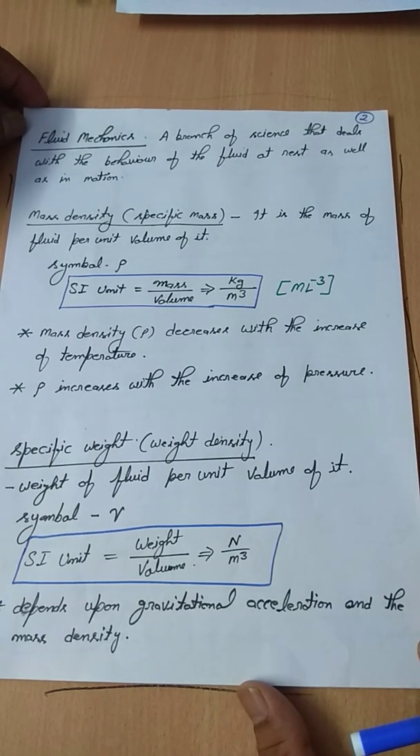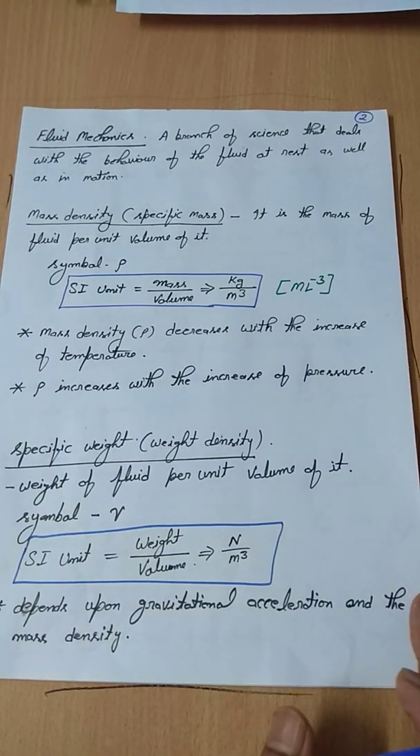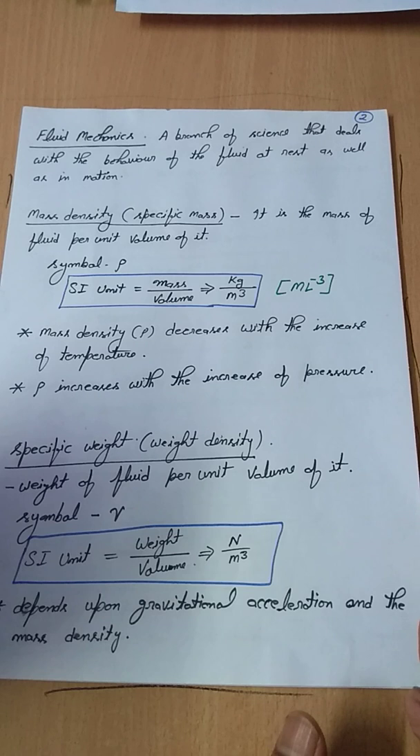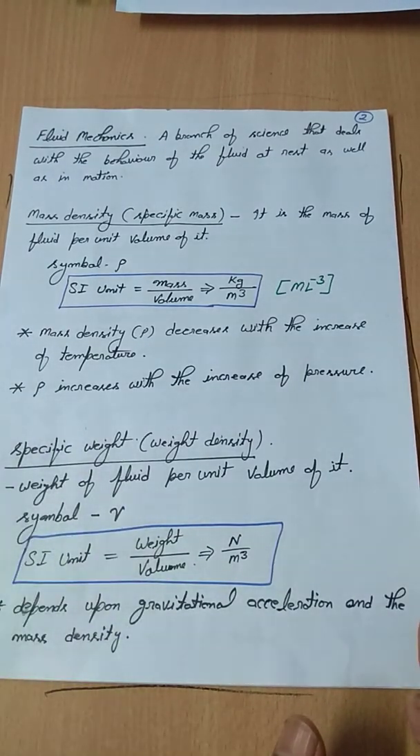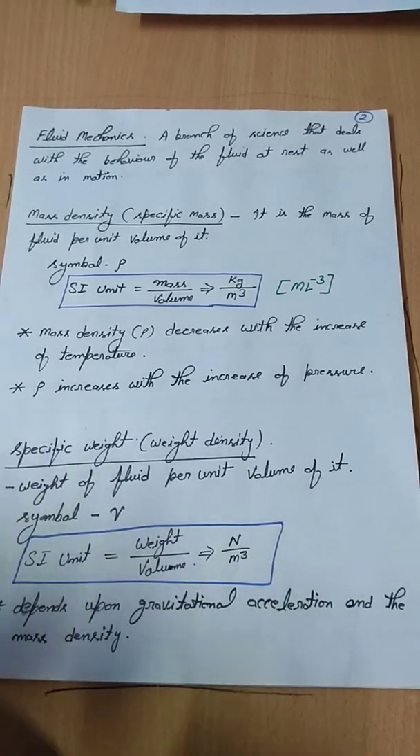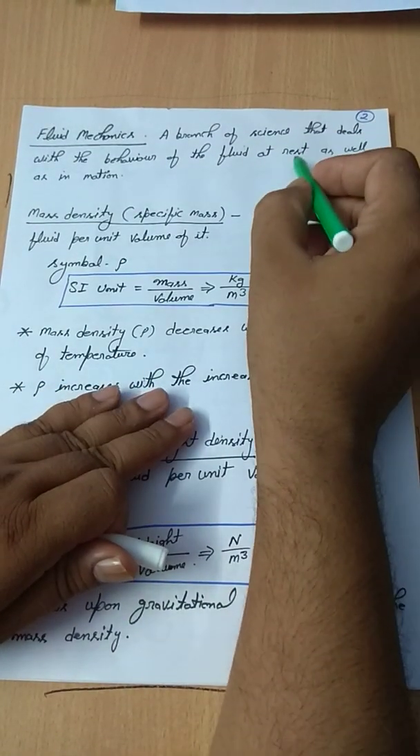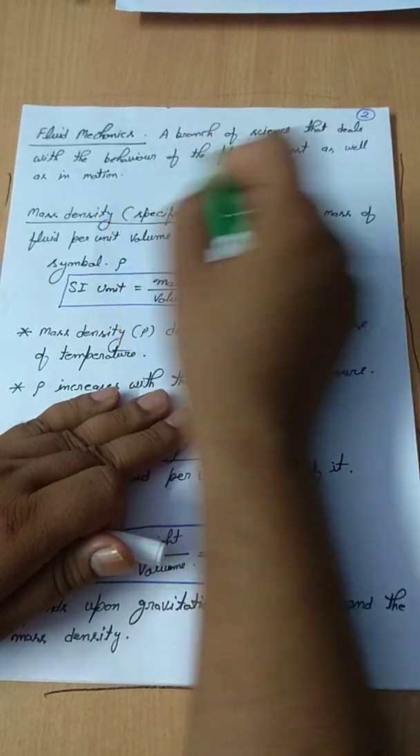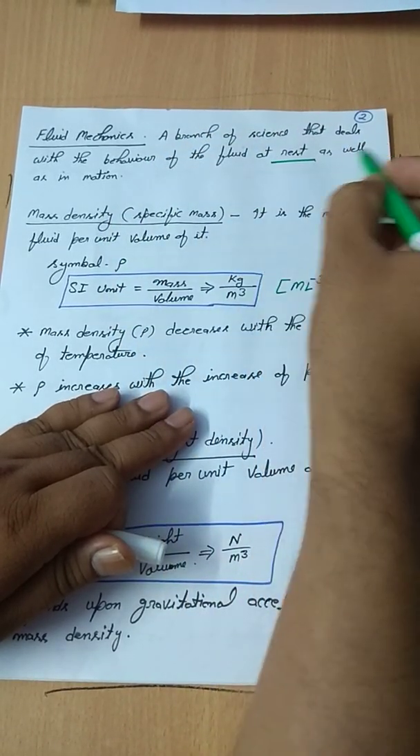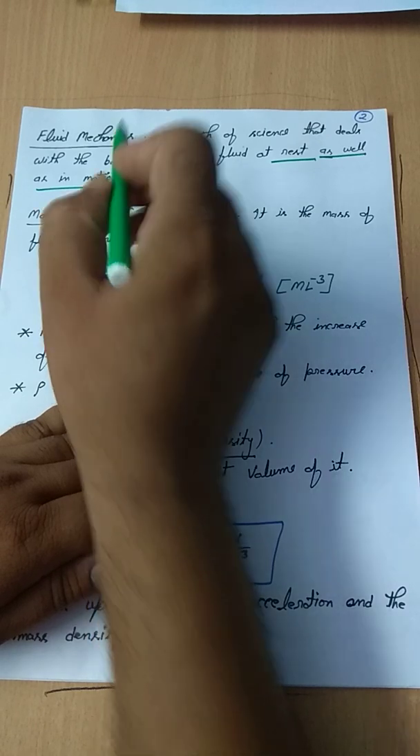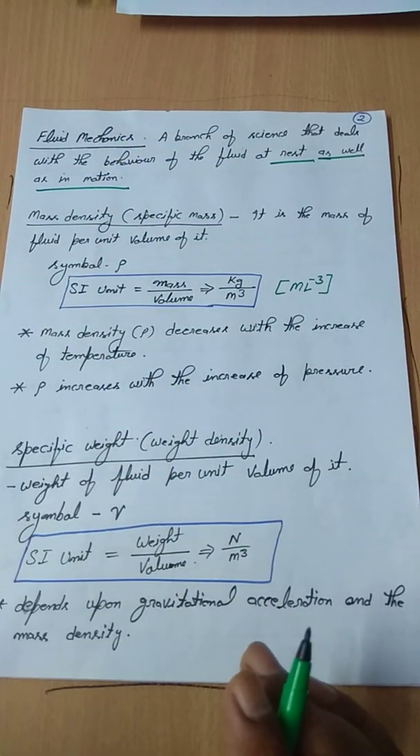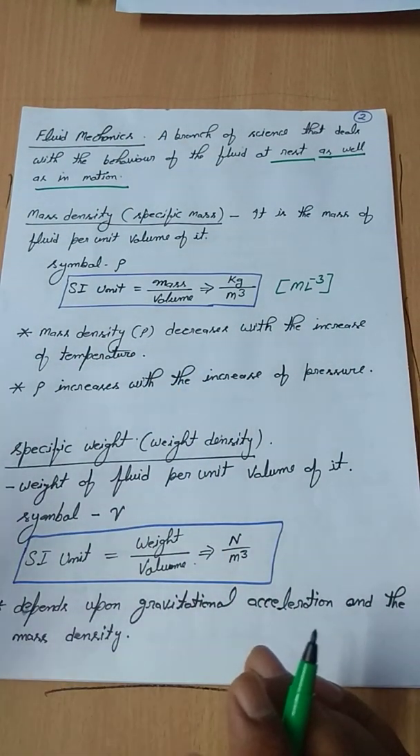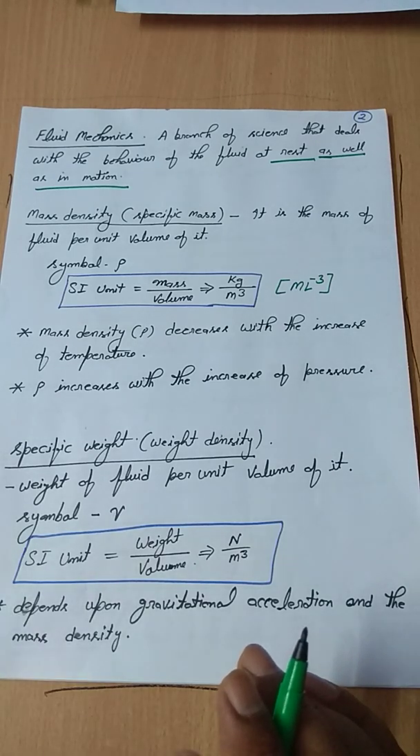Next, since our very basic subject is fluid mechanics, it is better to understand what fluid mechanics means. Fluid mechanics is a branch of science that deals with the behavior of a fluid at rest as well as in motion. This is very important: it is the study of a fluid at rest as well as in motion. Means it is not only the study of fluid at rest or only in motion, it is both.